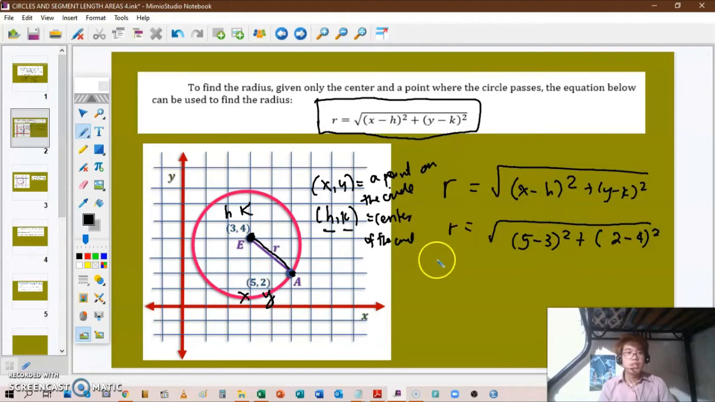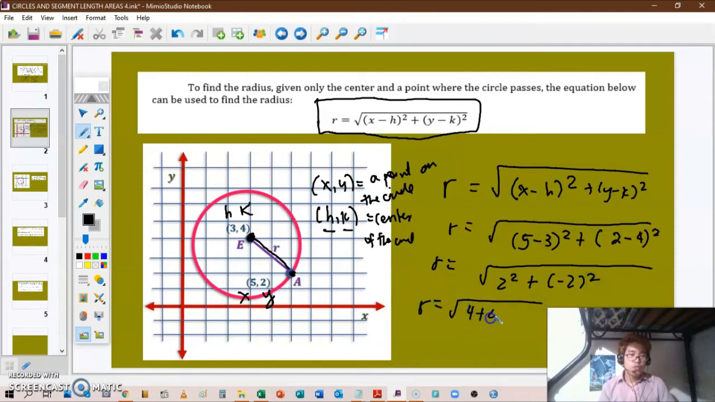So this is the distance formula working for us, guys. So it's going to be 5 minus 3, so it's going to be 2 squared, plus 2 minus 4, so it's going to be negative 2 squared. So r squared is equal to 4 plus 4. And 4 plus 4 is simply equal to 8.